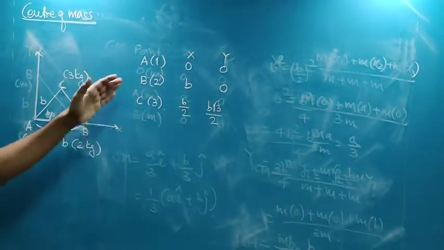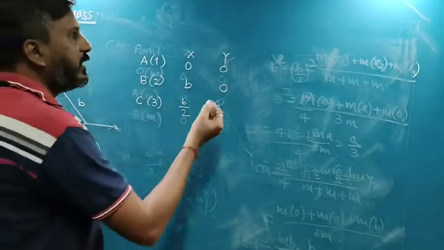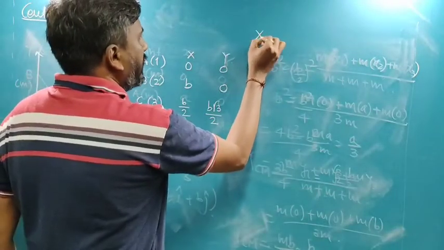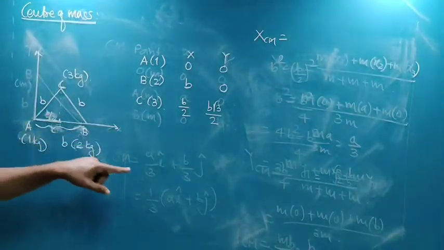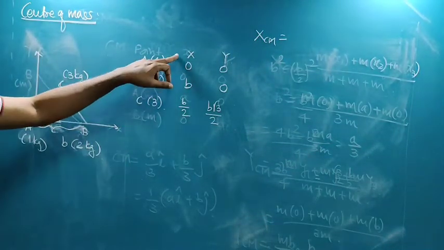Now we have to find the center of mass. Again, it is very simple. Along the x-axis, the center of mass is very simple: mass into distance from the x-axis, because we are taking this.